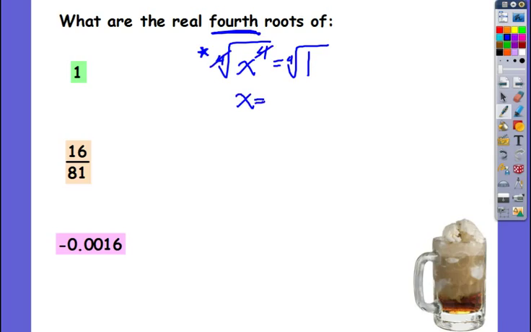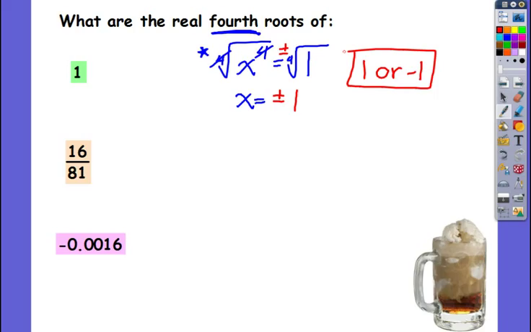But anytime you're taking an even root, the square root, the 4th root, the 6th root, if that index is even, you have to put the plus or minus out front. So the 4th root of 1 is just 1. 1 to the 4th power is 1. But I should actually have 2 solutions here to this equation. So what are the real 4th roots of 1? Well, that would be 1 or negative 1, because if I take either of these numbers to the 4th power, I would get out a positive 1.